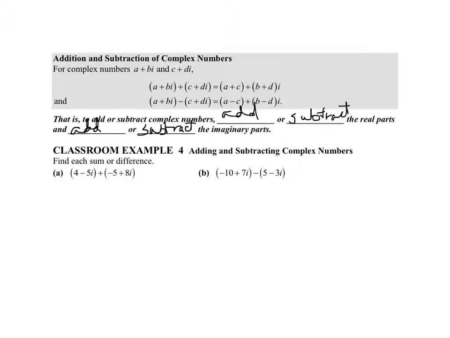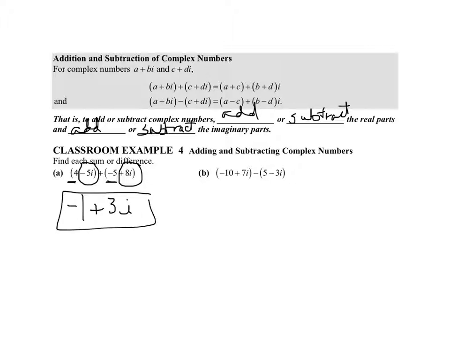But if we look at A, if I check my real parts, I have a 4 and I have a -5, and because there's a plus sign between them, I'm just adding them together. 4 plus -5 gives me a -1. And remember, it's supposed to be in standard form, a plus bi, so I need to make sure this real part comes first. Now we'll combine the imaginary parts. I have a -5i and a +8i, and I need to add those together. -5 plus 8 gives me +3i.